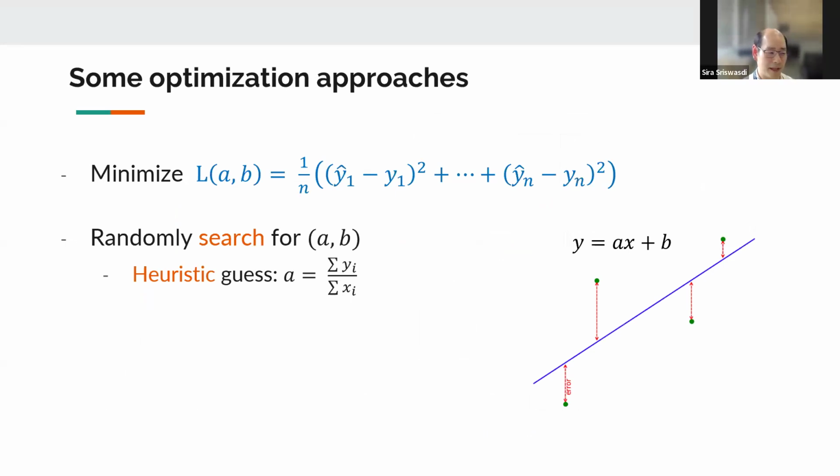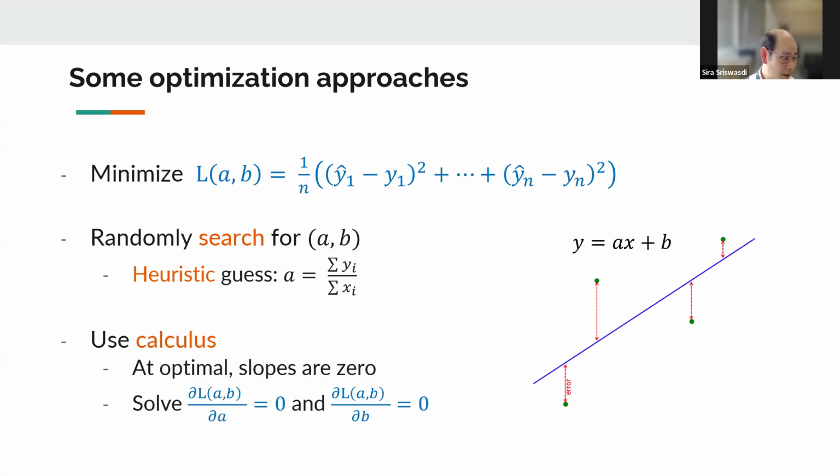So you might be able to guess, if you want to fit a line, you have to pick the slope for the line and you have to pick the intercept. You might guess that my slope, the parameter A here, is the sum of all the y coordinates divided by the sum of the x coordinates, because that's the definition of slope, y divided by x. And this is called a heuristic guess. You might use calculus. You might take the derivative and set it to 0. And then you get some answer.